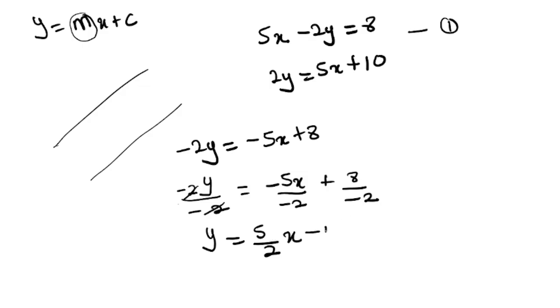Negative 4. So from here we can say that our gradient is what? 5 over 2. All right, 5 over 2. So this will be our gradient for the first equation.